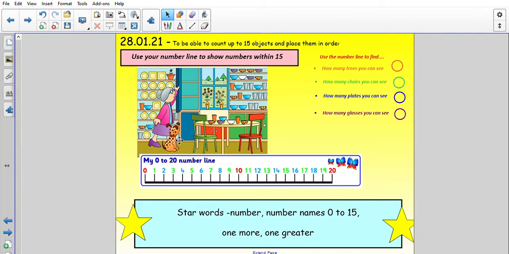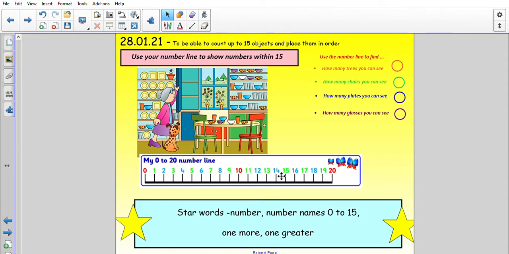So our first word is number. You know what a number is. And then we've got our number names from 0 to 15. I wonder if we're clever enough to count backwards from 15 today. Should we have a go? We can use the number line to help us. Here's number 15. Look. Let's see if we can count backwards.